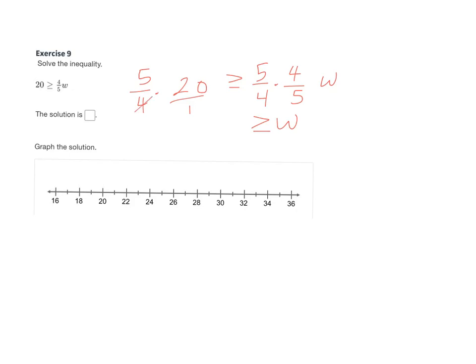Here I can do some cross canceling. 4 goes into 4 once, 4 goes into 20 5 times. Multiplying straight across, I get 25 over 1, or 25. Now we're going to flip it. I'm going to get w less than or equal to 25. I would have a closed circle at 25, and my direction for my inequality is going to be to the left.